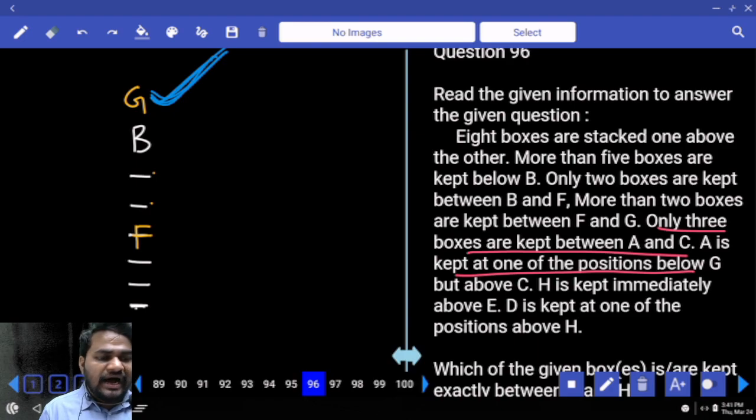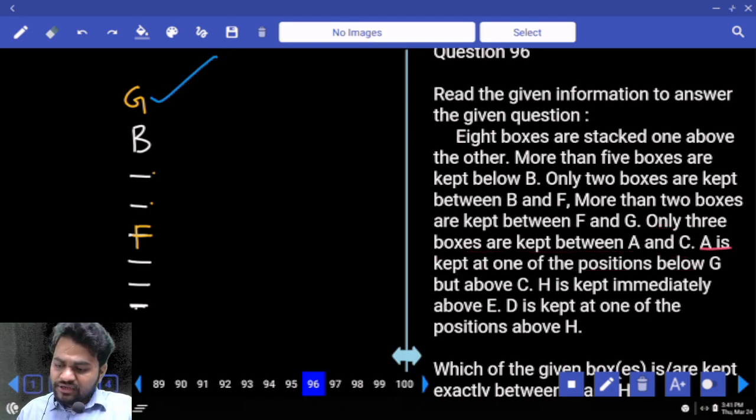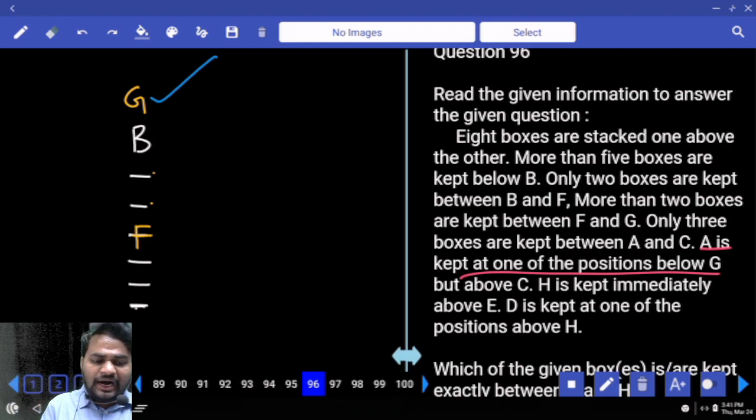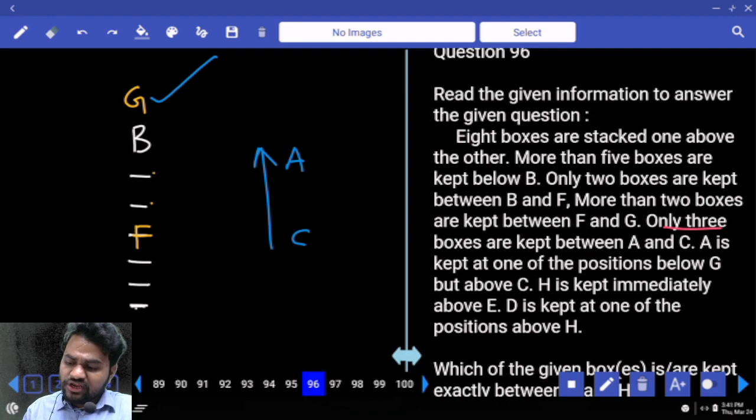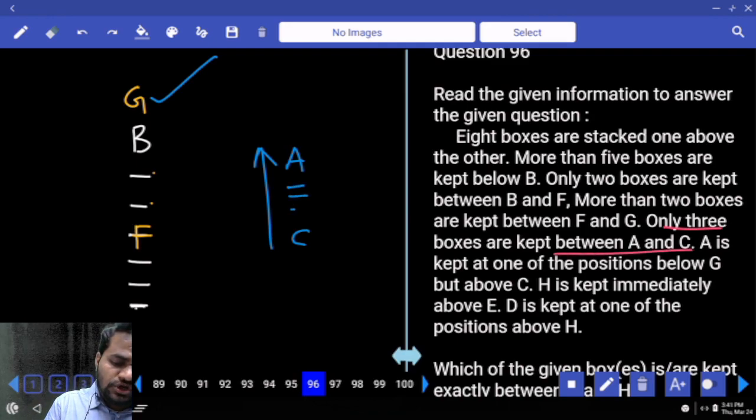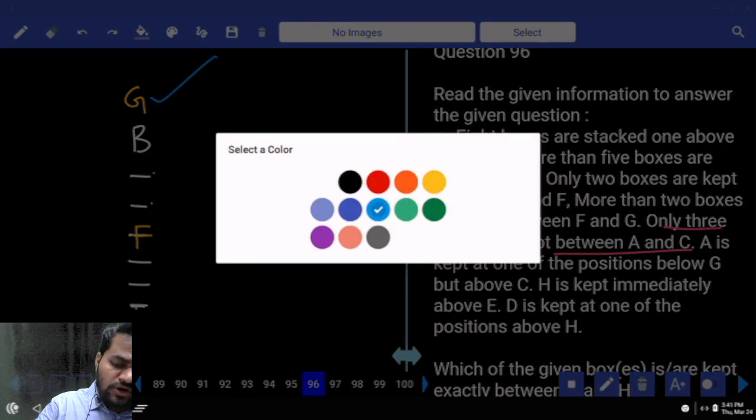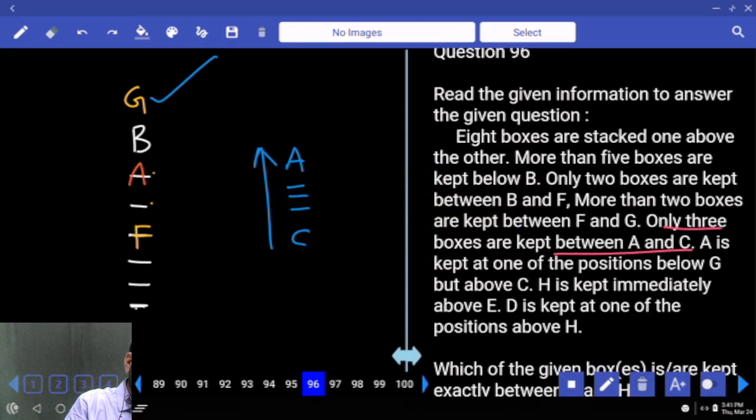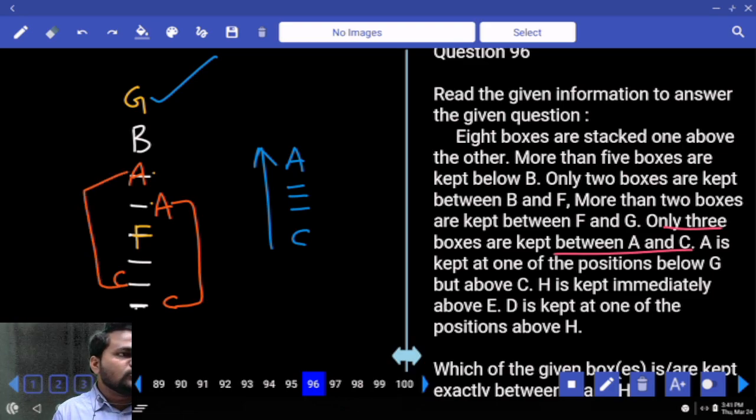After placing G, the given condition is A is kept at one of the positions below G. Obviously A will be below G and above C. A is above C, and there is a condition that only 3 boxes are between A and C. 1, 2, 3. We need to place 3 boxes between A and C. In order to place A and C, look at the diagram. If A is here, 1, 2, 3, then it will be the place of C. Or if A is here, 1, 2, 3, then it is the place of C. Maybe AC are like this, or you may place AC in this way also, right?